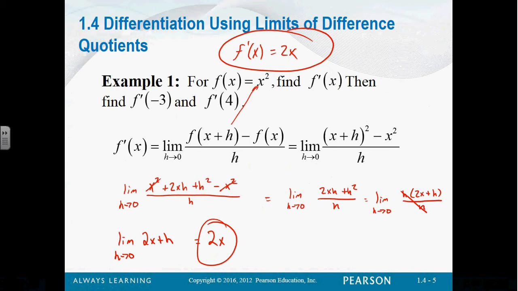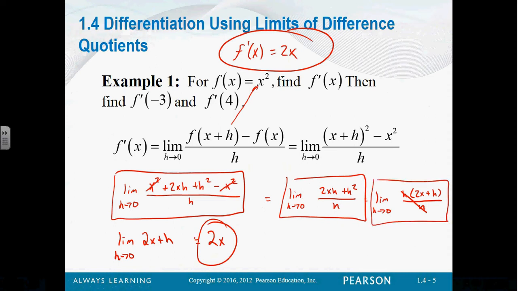Also, I want you to be aware that I will want you to do this when you're solving. Notice that I went from here to here to here to here, okay? What I want you to notice is I have the limit as h approaches 0 in front of each one of these, okay? If I just wrote equals and then just did the 2xh plus h squared over h without the limit, that's not true. That limit is not equal to just that rational function. Make sure you put the limit on each step or else it's not true, okay? I know that's nitpicky, but it's one thing that I am nitpicky about.